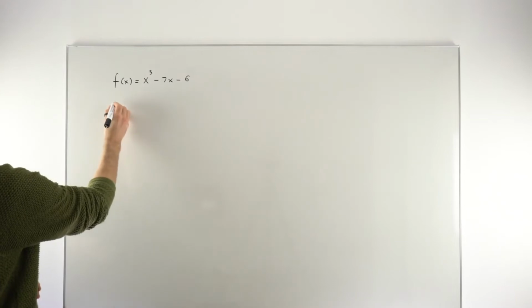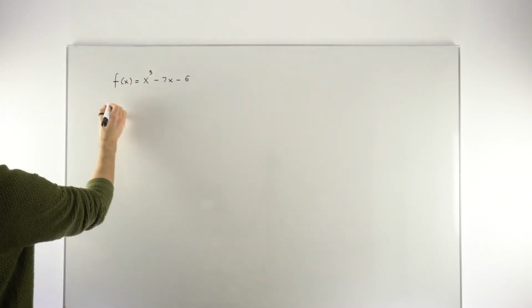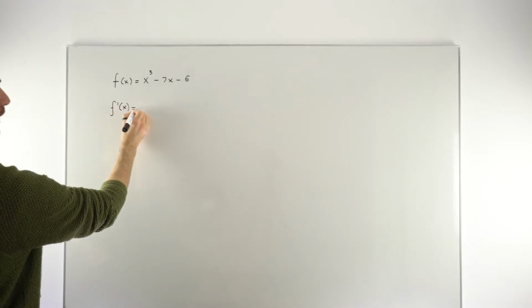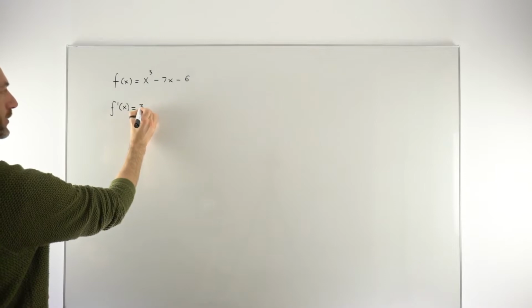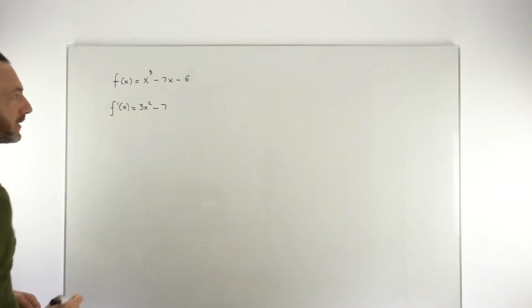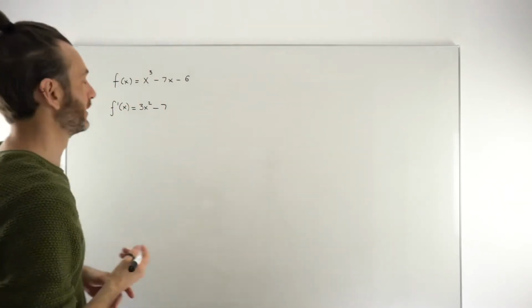So we're just going to start by taking our derivative. This is our function. The terms are in differentiable form, so we can go straight into making our f dash x. We're just going to use the power rule, so x cubed differentiates to 3x squared, minus 7x differentiates to just minus 7, and the constant negative 6 differentiates to 0, so that's going to disappear.